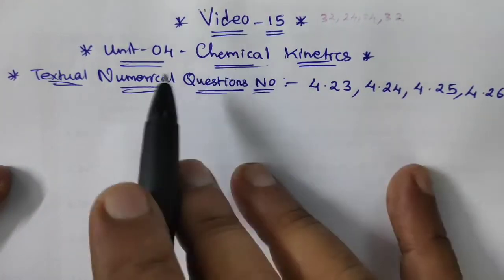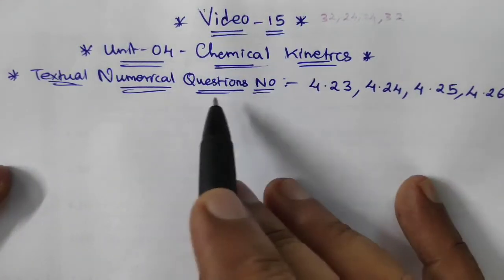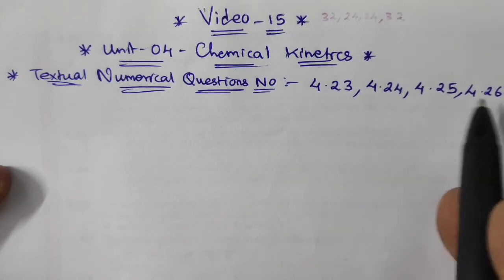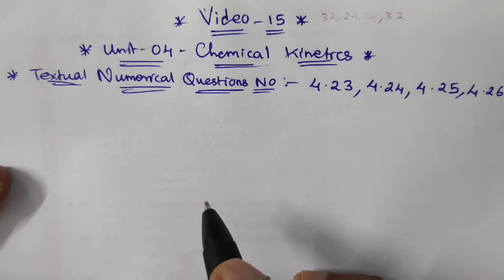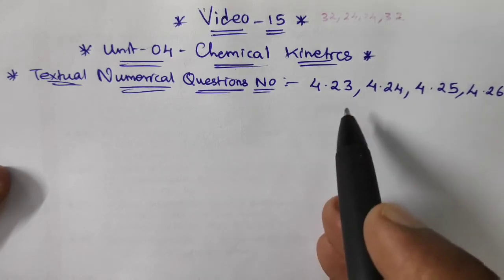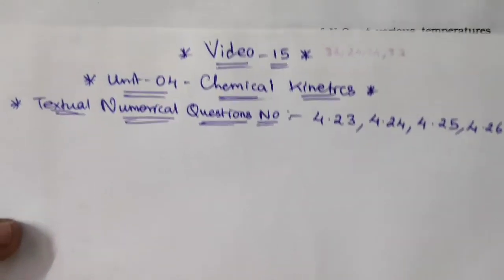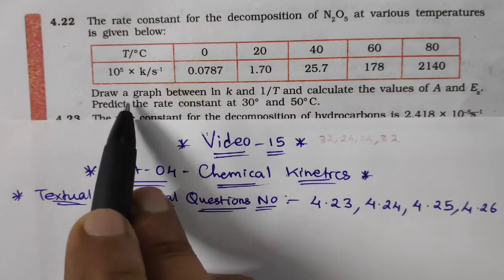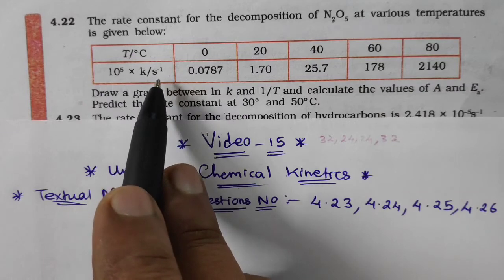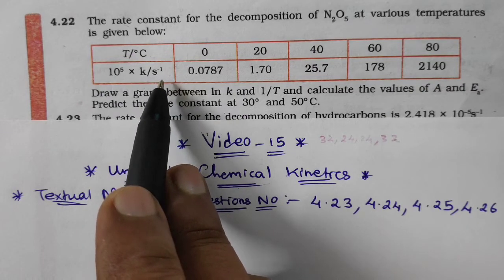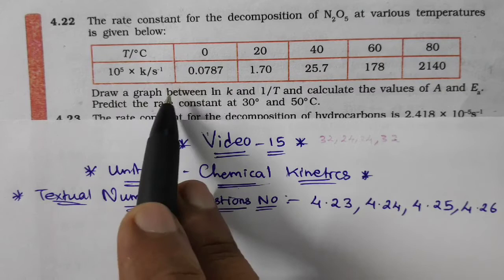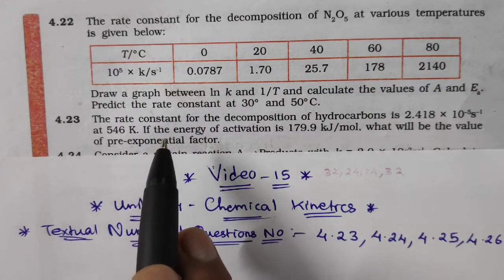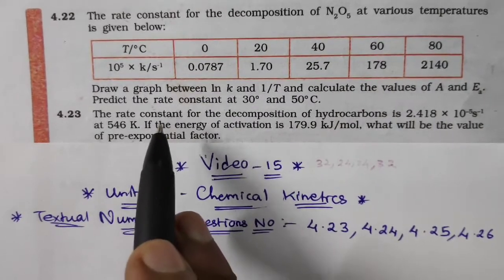In video 15 today of chemical kinetics, we are going to discuss textbook numericals 4.23, 4.24, 4.25 and 4.26. The first one which was left out, that is 4.22, requires a graph, so we will do it at the end of our chapter. All the questions which are related to graphs, we'll do later. Now we are going to start with question 4.23.